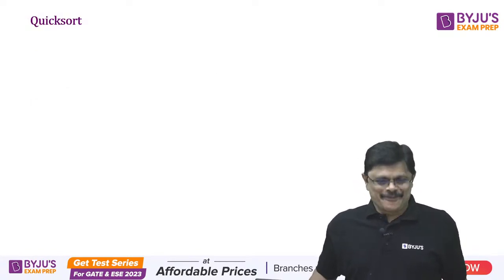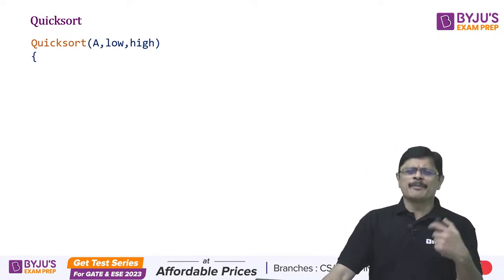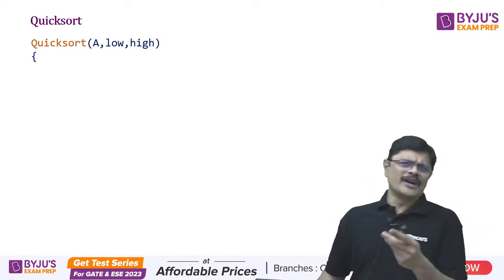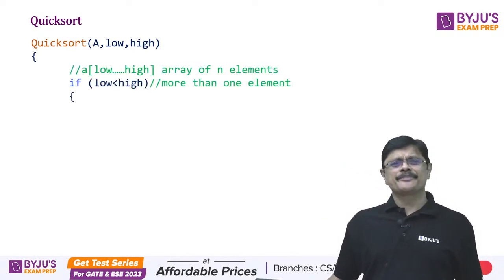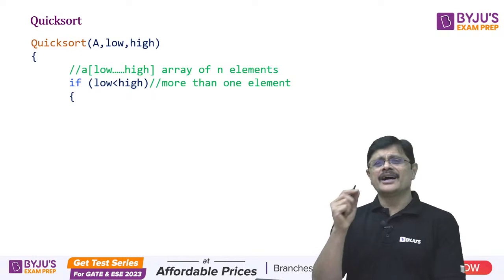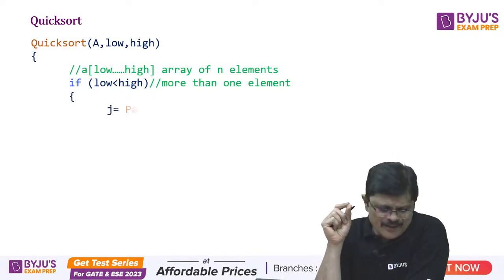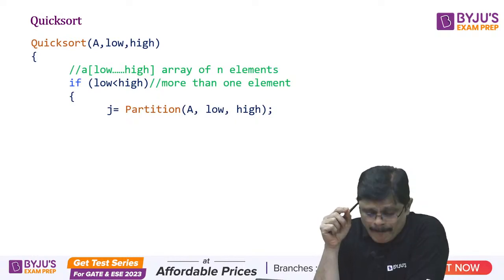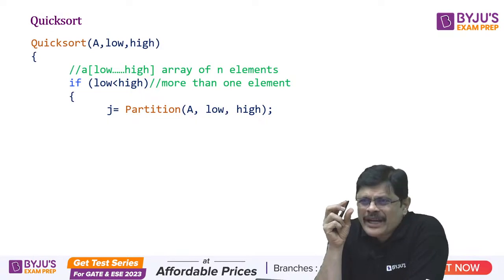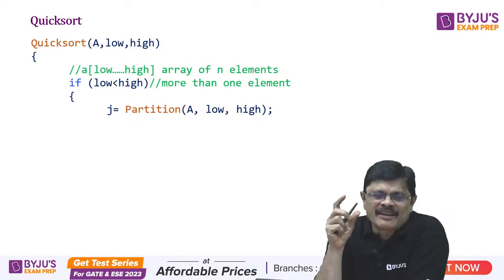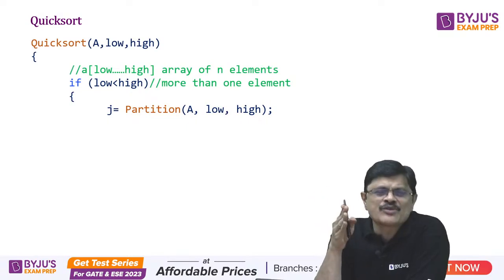Quicksort algorithm. See, in quicksort, of course, we have low index. In the previous problem, I said P and R. Here I am saying low and high, which are nothing more than that. As long as low is less than high, you continue this. What you do here is, you call partition. That is, we try to select one element, and we try to find the correct position of that particular element.